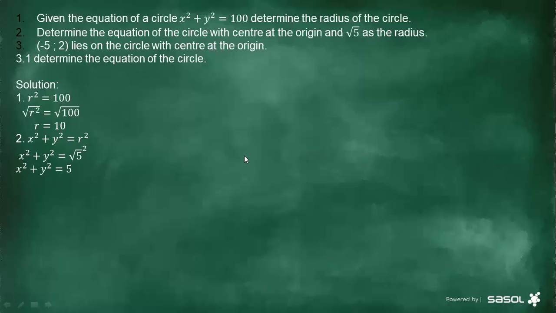So there are two ways in which you can determine the equation of a circle. You must first be given a radius. Then if you are given a radius, it's possible to determine the equation of a circle. And then if you are given what?